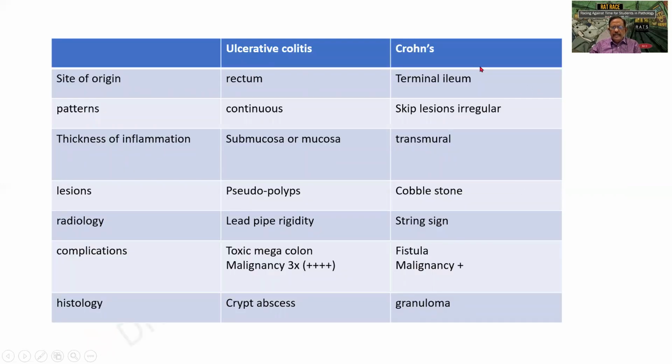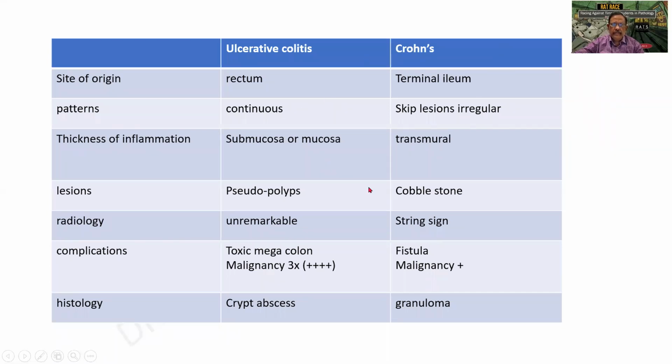What are all the differences? A tabular column is always required. Classification is an aid to orderly thinking. And think of the subheadings. The subheadings will take you to the answer. Site of origin. Usually ulcerative colitis, it is a rectum. Crohn's disease, it can be the terminal ileum. Patterns, continuous, here it is skip. Thickness, mucosal or submucosal, transmural. Lesions, you can see pseudopolyps in ulcerative colitis, cobblestone appearance that can be seen. Granuloma is again classical in a case of Crohn's disease.